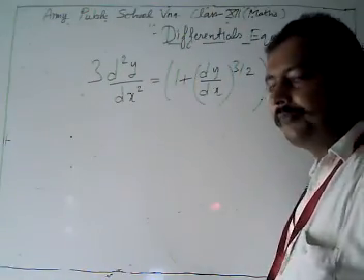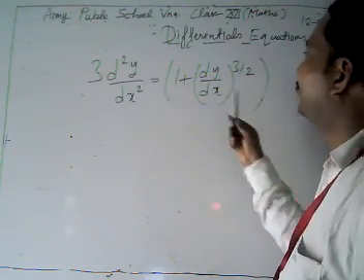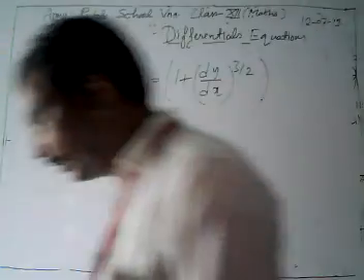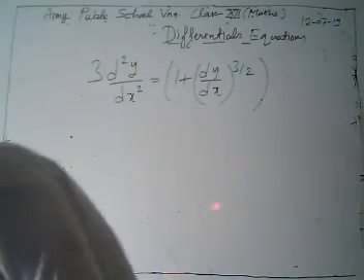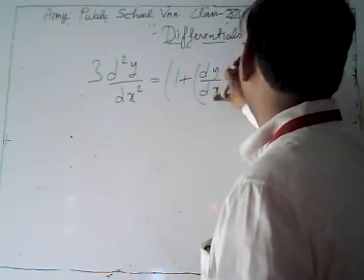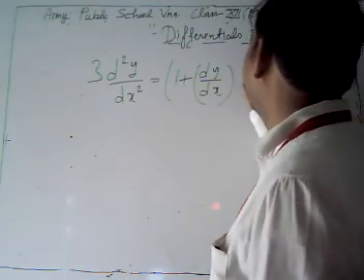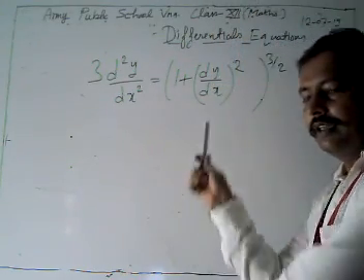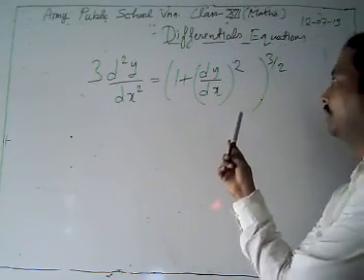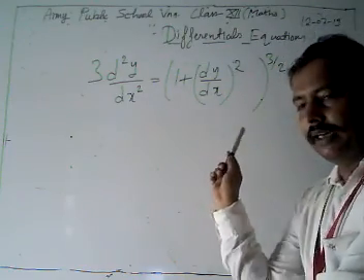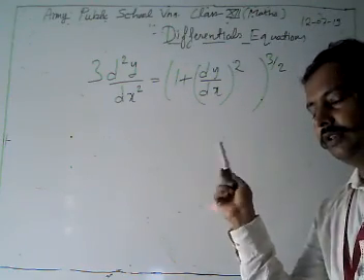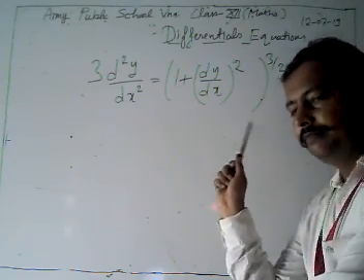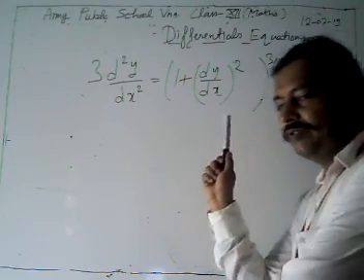Now look, the differential equation is again 3 d2y/dx2 equal to (1 plus (dy/dx) squared) to the power 3/2. Sorry, I made a mistake there. On the right hand side we have 1 plus (dy/dx) whole squared, to the power 3/2. The power 3/2 is not a positive integer, it is in the form of a radical.